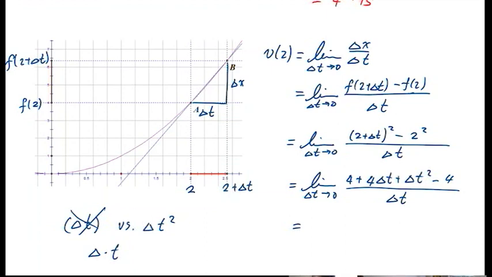And then of course, the 4's cancel. And then we can factor and cancel delta t. So we have a limit, delta t approaching 0, of 4 plus delta t. And then delta t approaches 0, so we have 4. Same answer as before, right? Okay, that's nice and swell. Any questions so far before I move on?